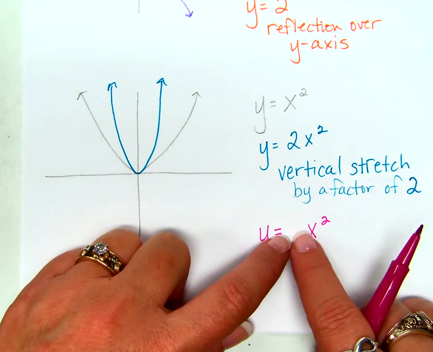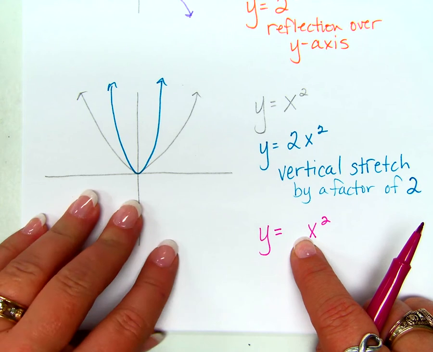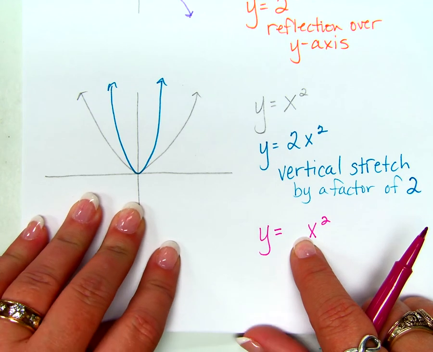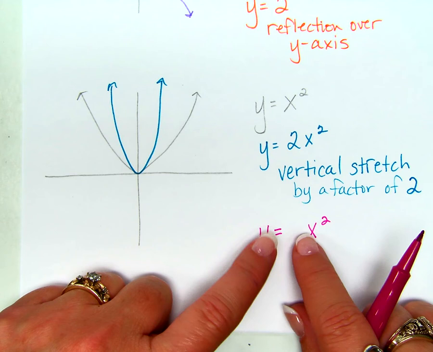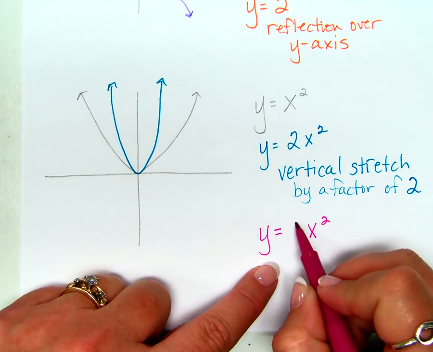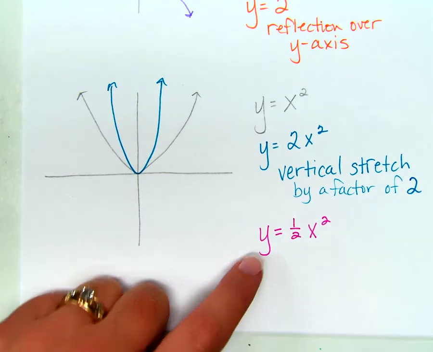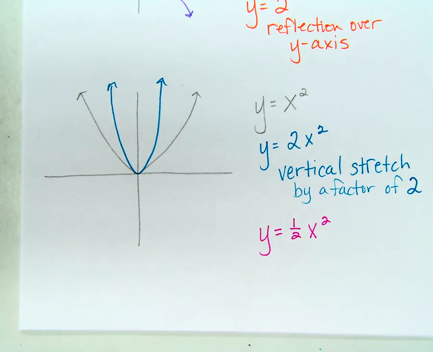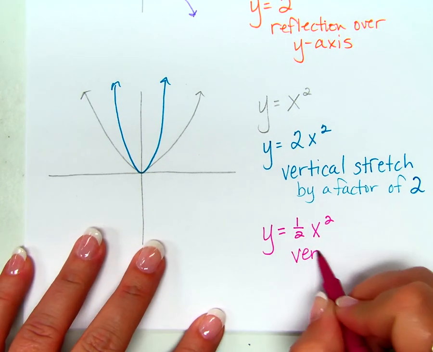So what do you think is going to cause a vertical compression? It would be less than 1, but greater than 0, right? So give me a number that would be less than 1 and greater than 0. 16. Okay, how about 1/2? That was a lot of good answers, by the way, for the record. So this would be a vertical compression.